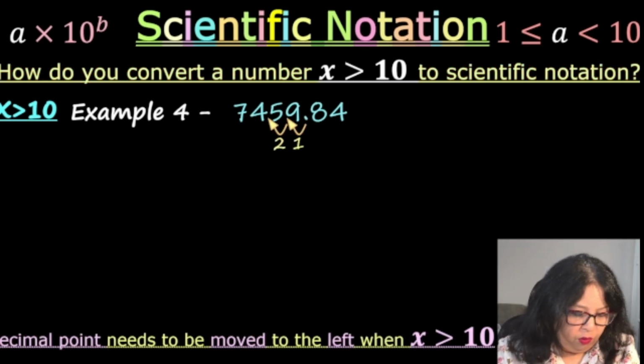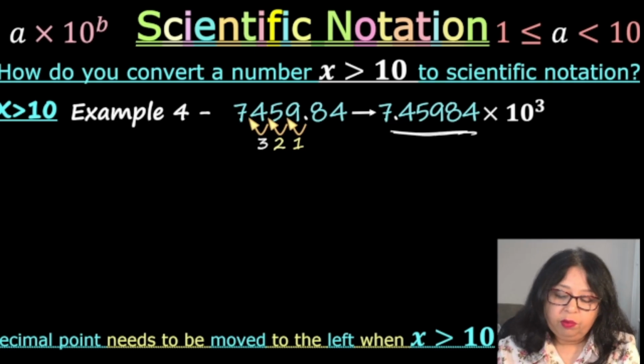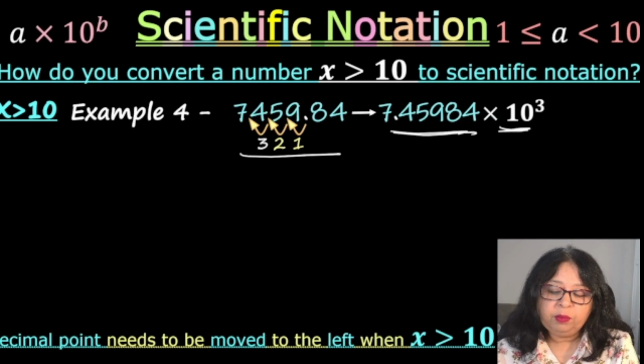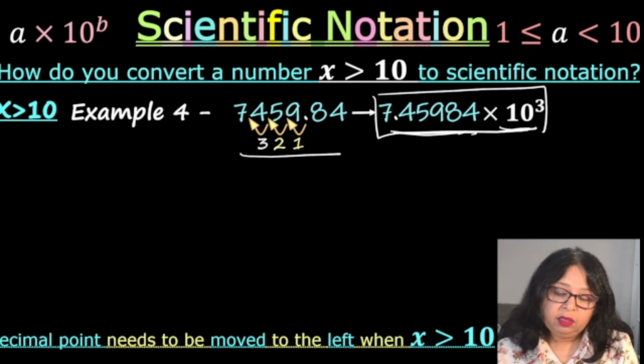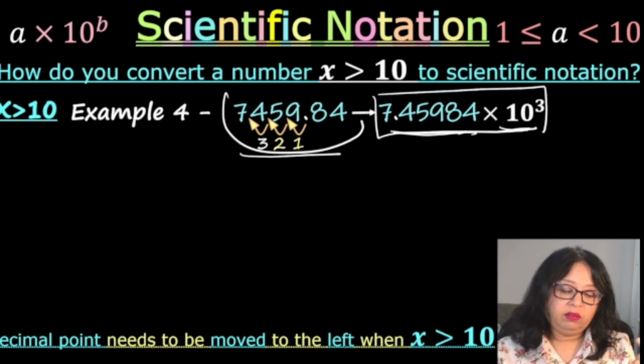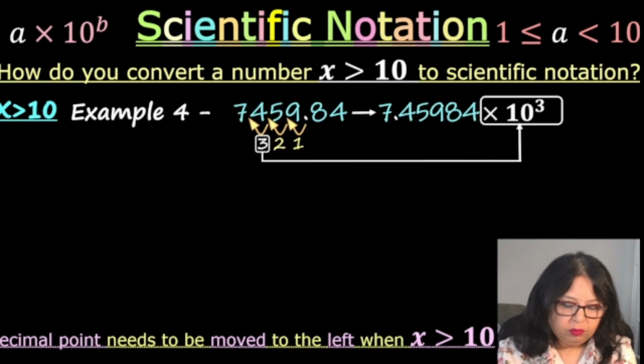So we're moving the decimal over to the left by 3 places. The number becomes 7.45984. This number is smaller than the number we started out with. Therefore, we are going to multiply it with 10 to the power, a positive number. So together, this can give us a large number, which is on the left-hand side. Cool? Yep.